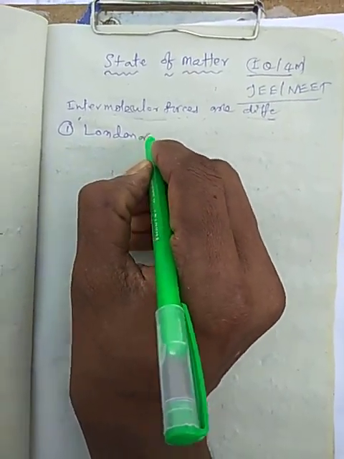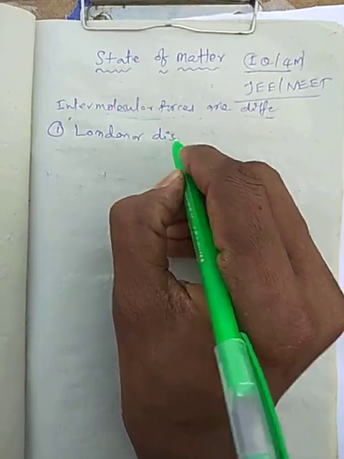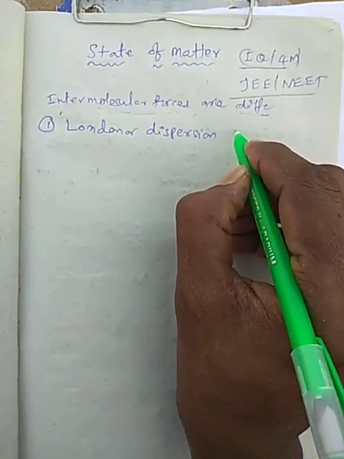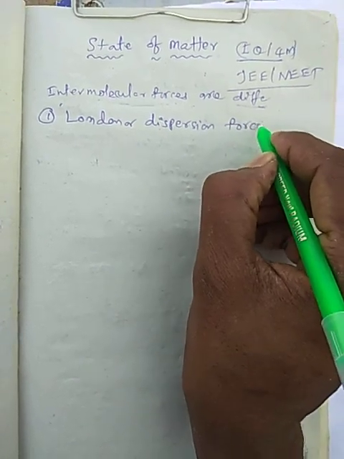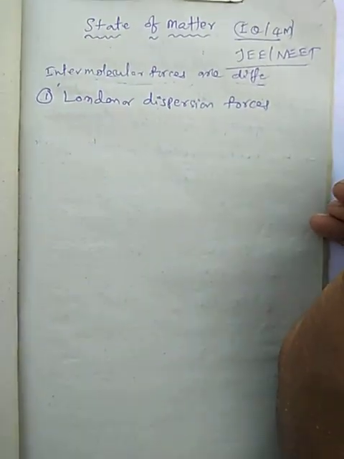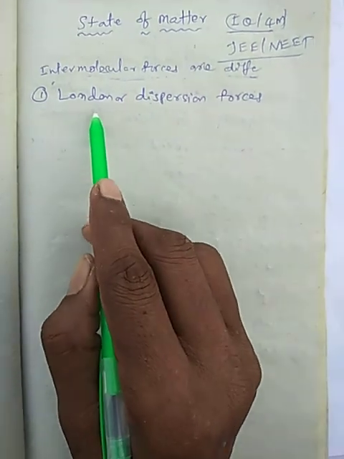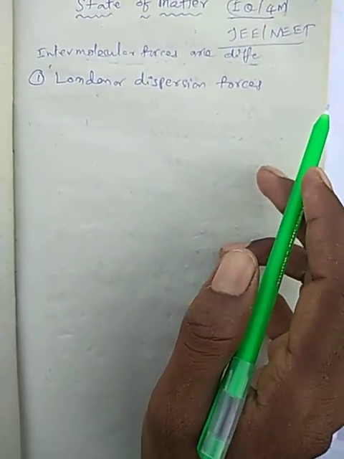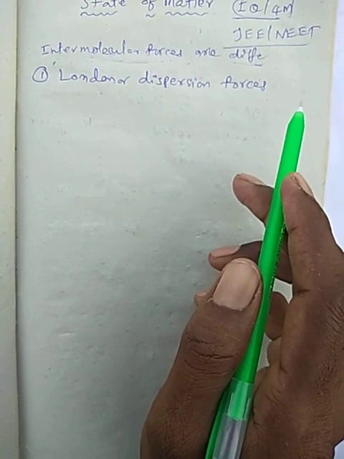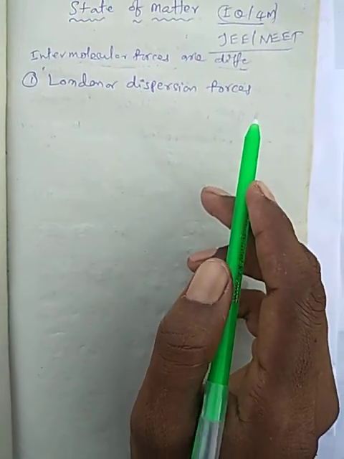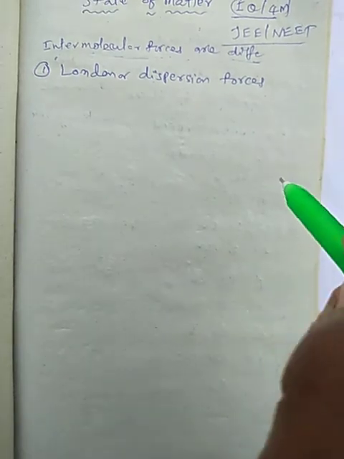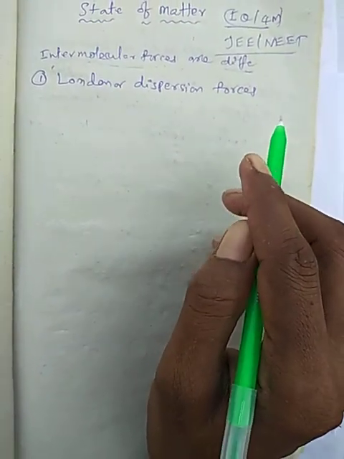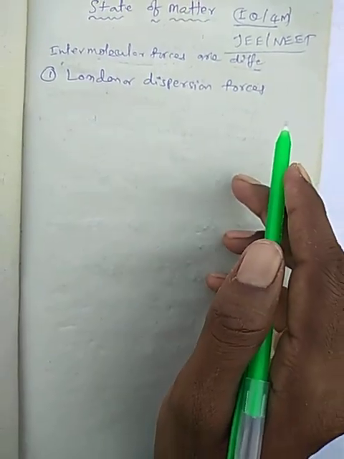London or dispersion force. Now, what is meant by London or dispersion force? It means an instantaneous dipole on one atom can be affected by the electron distribution in the neighboring atoms, inducing a temporary dipole in those atoms.